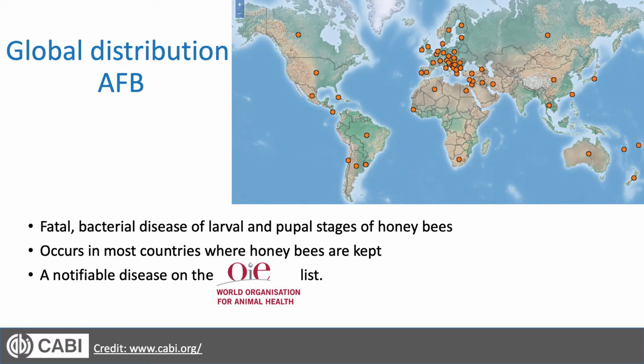So American foulbrood, we call it AFB for short. It's got a global distribution. It's present in most countries in the world where beekeeping is practiced and affects honeybee larval stages. And it is a notifiable disease. If you discover symptoms of American foulbrood, you must notify your state or territory apiary inspector or compliance hotline.